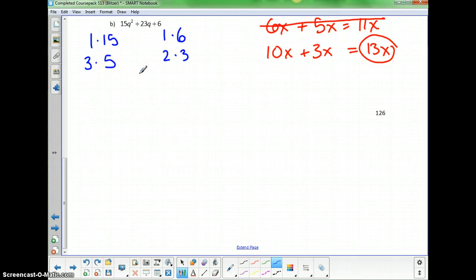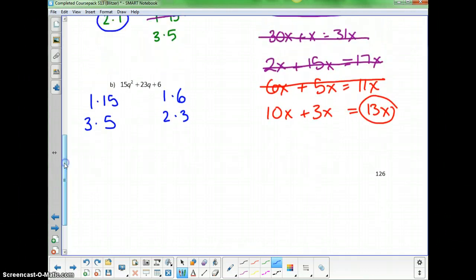We don't want to try all 8, like we had to try all 4 in the one above. So we're going to start by guessing that it's usually not the 1 and 15 or the 1 and 6 option. It's usually some combination of the middle ones. So we'll try those first. When they don't work, we'll start looking at the other ones. So I'm going to start with 3x and 5x.